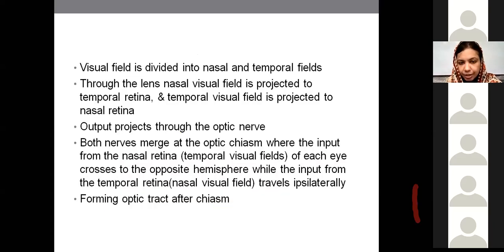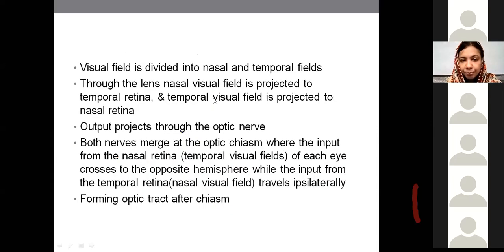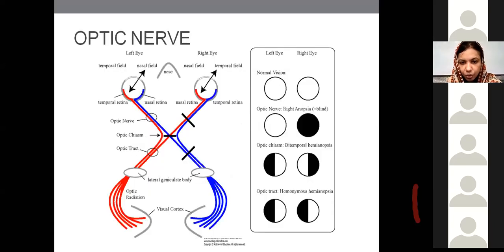So the visual field is divided into nasal and temporal fields. Let's have a look. Nasal and the temporal field. Through the lens, the nasal visual field is projected to the temporal retina, and the temporal visual field is projected to the nasal retina. Let's have a look again. This is the temporal field. It's projected into the nasal retina, and the nasal field is projected into the temporal retina, right? The visual field is divided into two parts, the nasal field and the temporal field, but the projection is opposite, right?